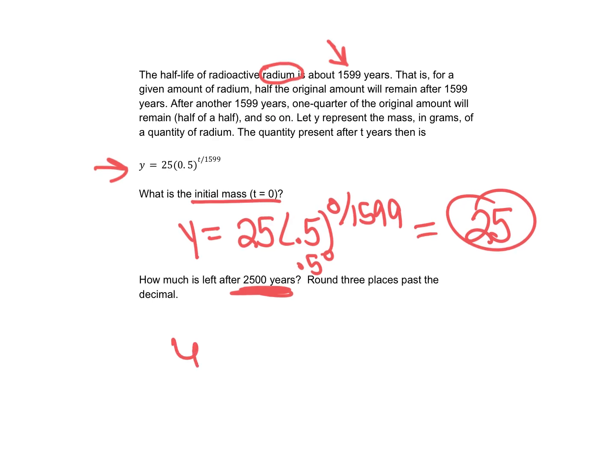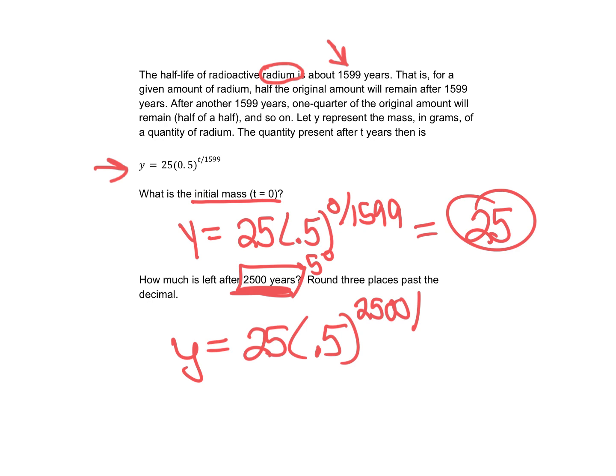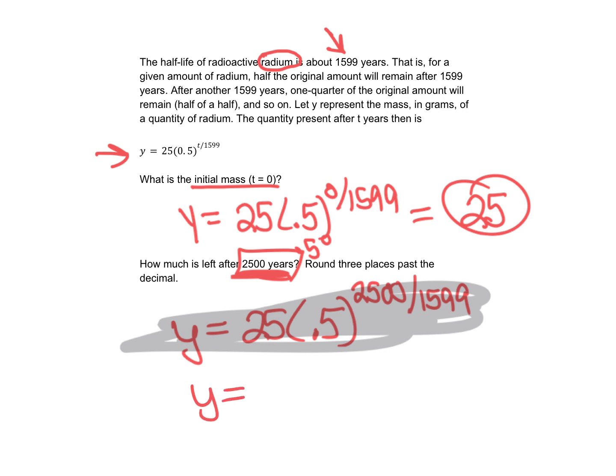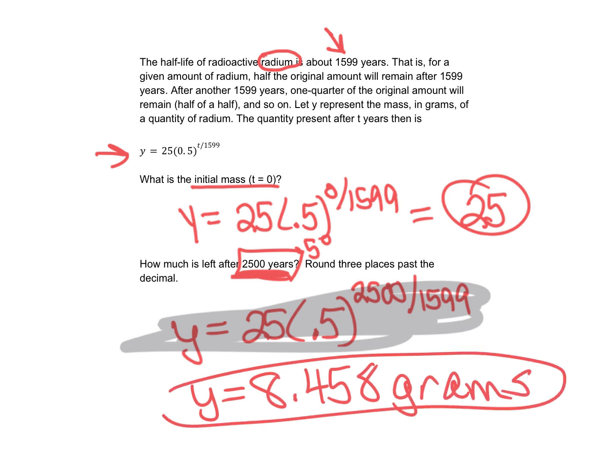So we'd have that formula again, Y equals, we started out with 25 times 0.5. Now it wants to know when T equals 2,500. So we'd have 2,500 divided by 1,599. And again, if you just put that directly into your calculator, you'd end up at Y equals 8.458 grams. Okay, so after 2,500 years, if you started with 25 grams, you would end up at 8.458 grams.